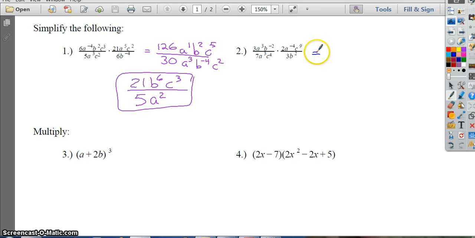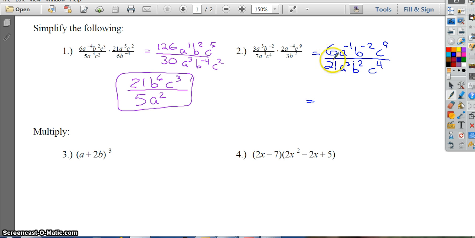Number 2, I'm going to do the same format. I'm going to go straight across the top, and we get 6. A, 3 plus negative 4 is negative 1. I'm going to have b to the negative 2nd, and I'm going to have c to the 9th. Over 21, a to the 3rd, b squared, and c to the 4th.